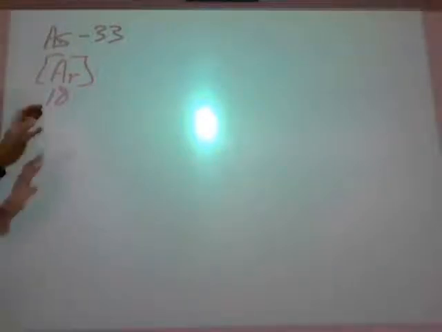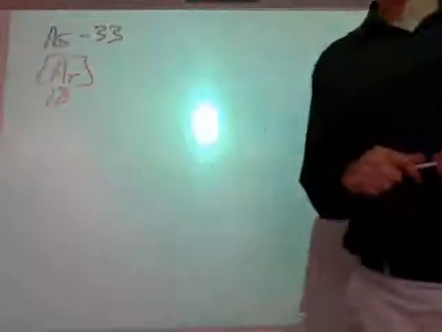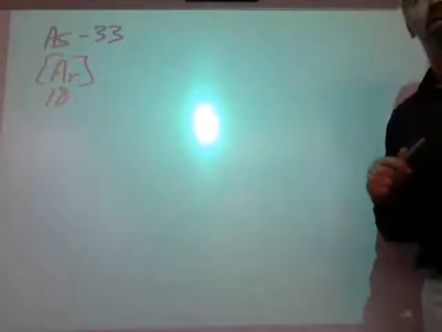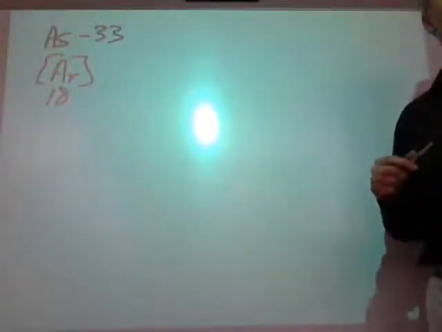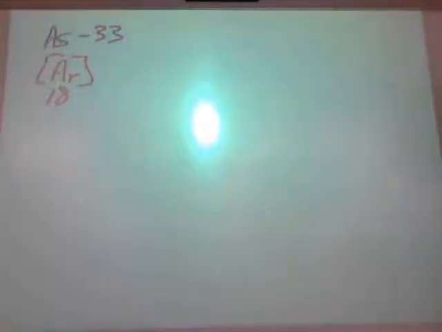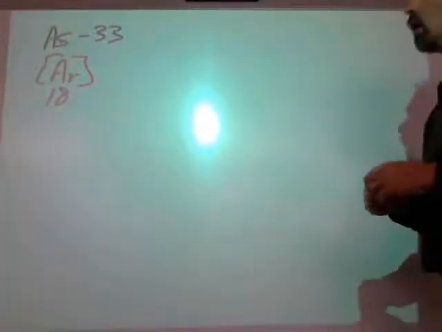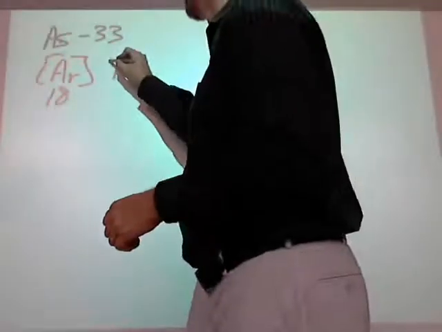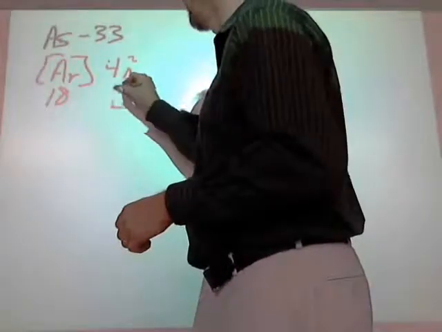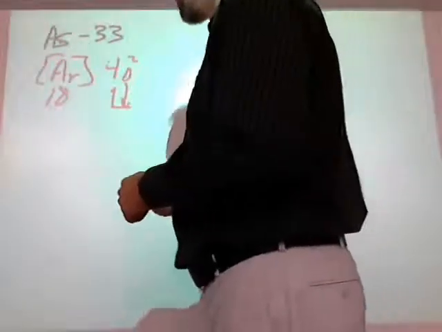Where are the next ones going to go? It's the thing you're going to write after those first 18 electrons. What am I going to write next? That's the big question. People get confused on that. 4s. Does everybody agree why it's 4s? All right, 4s2. Let me show, for those people who don't know why it's 4s2, let me show you.